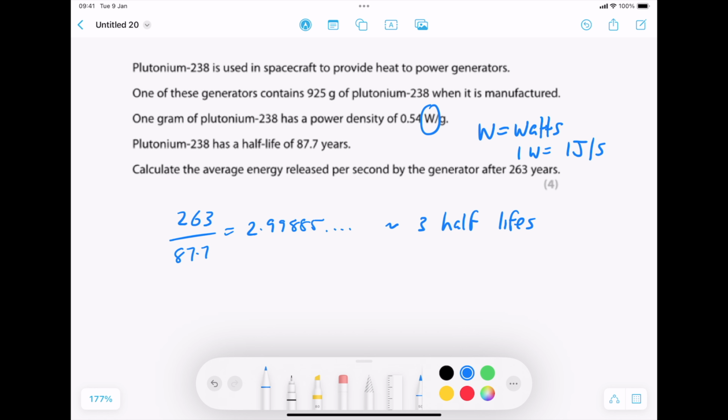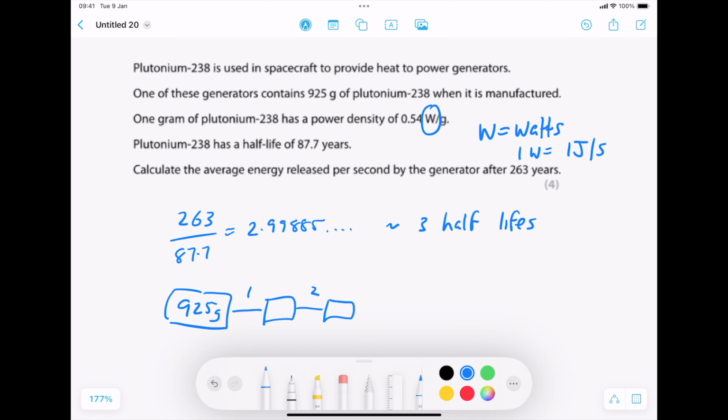I am going to use the box method I did previously because it's only three drawings. The original amount was 925 grams, and we need to halve it once, twice, 3 times. 925 divided by 2 gives us 462.5. Then you divide by 2 again, which gives us 231.25. And then the answer in red, you divide by 2 again, which gives us 115.625. So that's how many grams of this plutonium substance is remaining after 263 years.